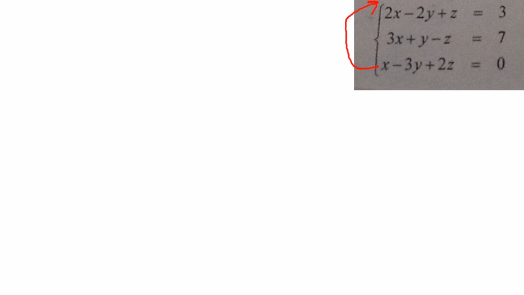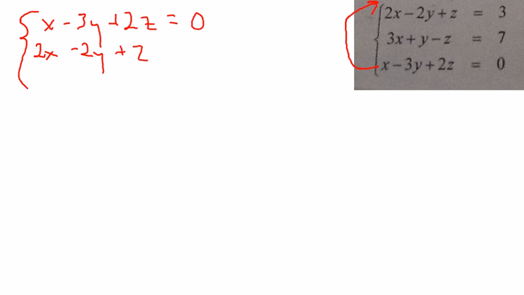So the first thing that I'm going to do is take this and move it up to the top. I'm going to do that because working with that coefficient of x out front of 1 is a lot easier than the other ones. So I'm going to move that up top. That's going to give me the system: x minus 3y plus 2z equals 0. I'm just going to move the other two down one slot. So 2x minus 2y plus z equals 3. And the last one, 3x plus y minus z equals 7.